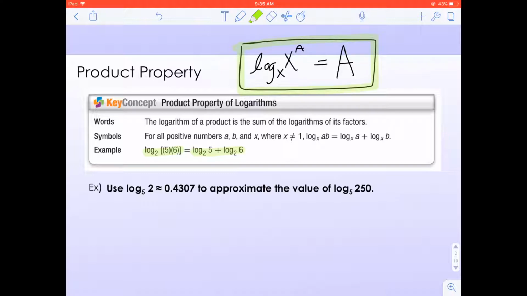Okay? I also have one other little rule up here that will help you. It says if we have log base x of x raised to some power a, we can just get rid of those x's in the logs and that just equals a. So we can use this to solve a couple different equations.